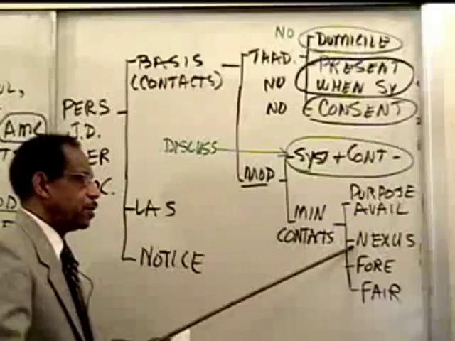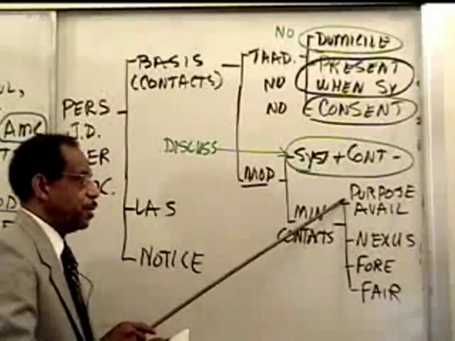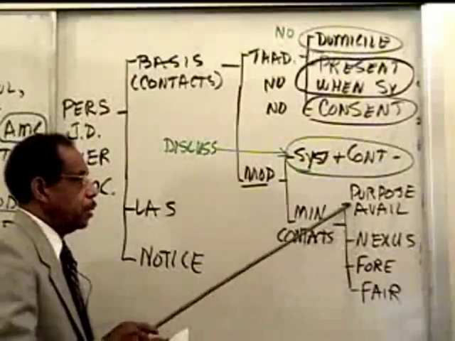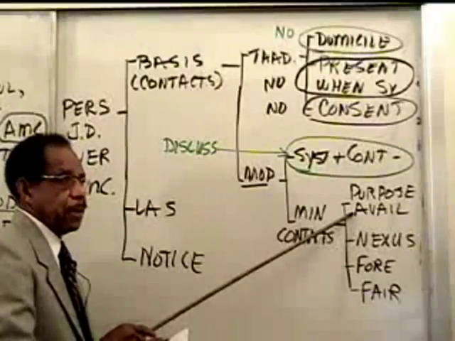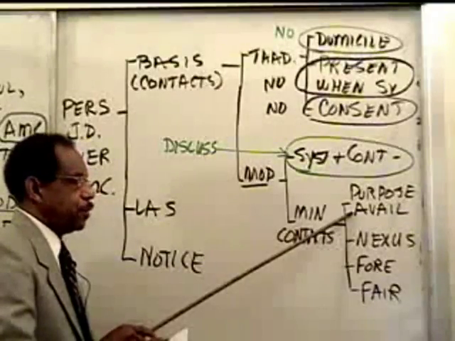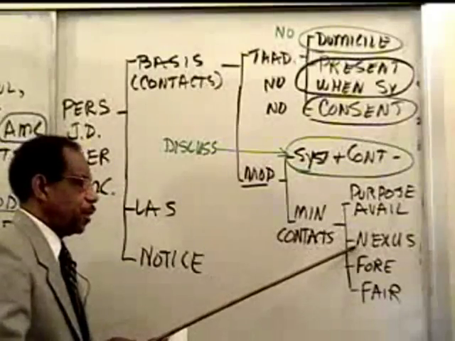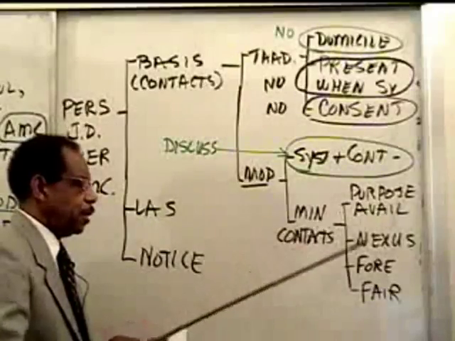Nexus, did the cause of action arise out of this purposeful availment? Well, sure. The saw that injured Paul came through this. AmCorp manufactured it, and they sent it over to State B where it got sold, and they got money back from that. So yes, the cause of action did arise out of the purposeful availment.